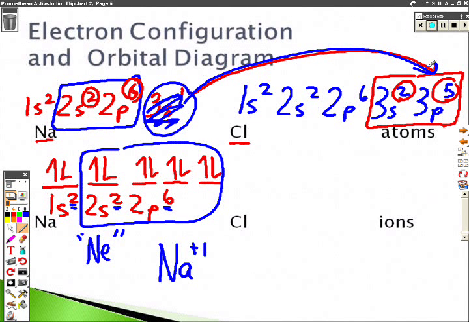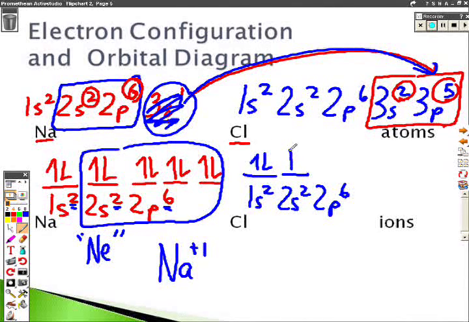So on the chlorine side, let's look at chlorine. Chlorine is 1s2, 2s2, 2p6. I'm going to draw this so we don't get behind here. Oops. I'm sorry. I'm breaking Hund's rule.